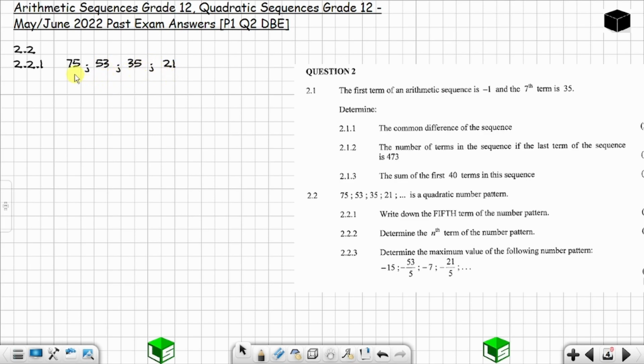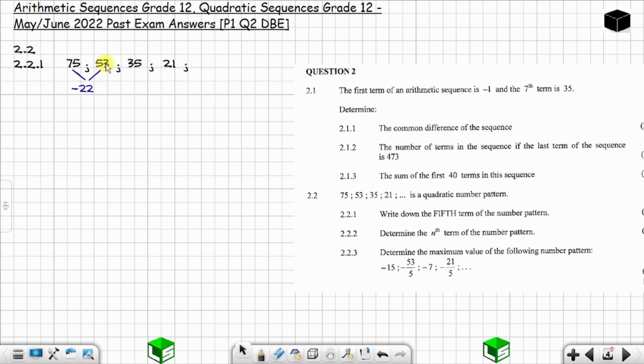Okay, you can get your first differences and your second differences, right? Because this is a quadratic number pattern. Okay, let's get the differences. What is the difference between 75 and 53? You have 53 minus 75, which is equal to negative 22. So the difference between 75 and 53 is negative 22.